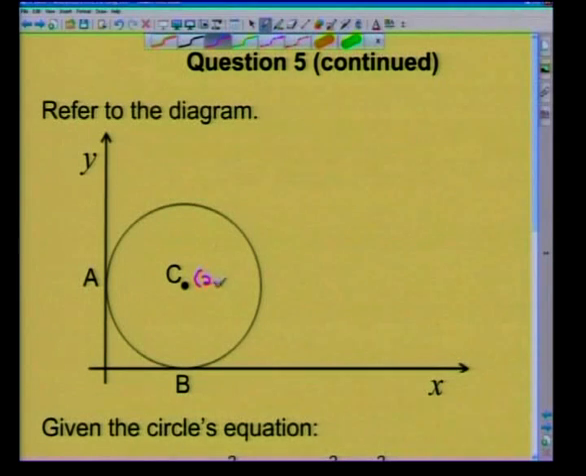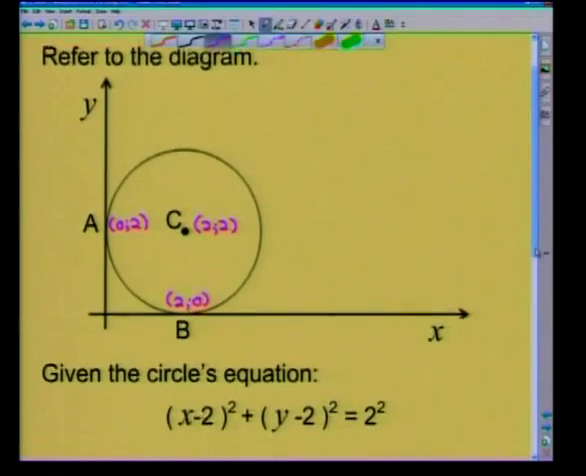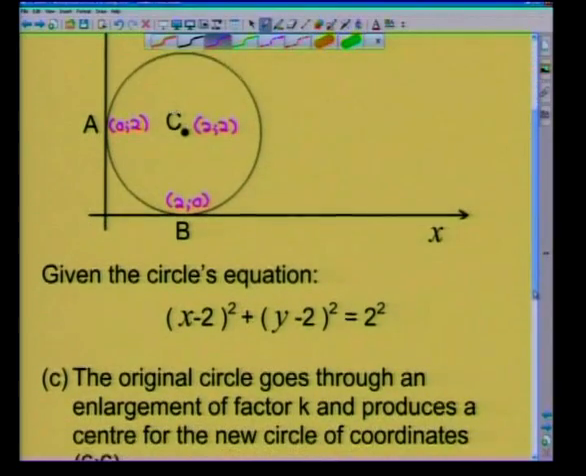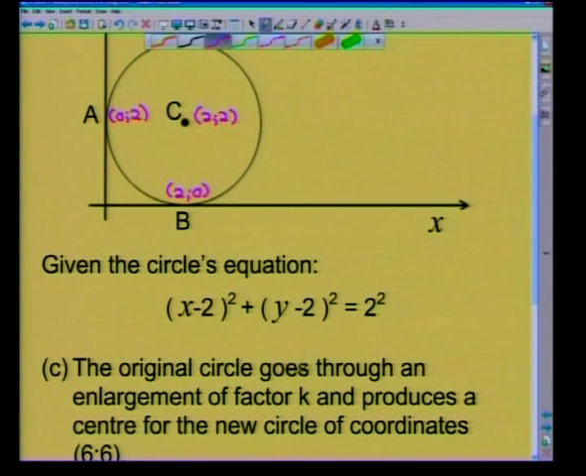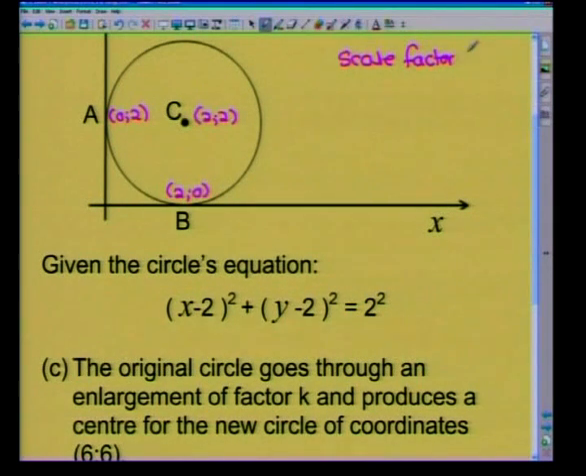Right, now let's turn over. I've actually replicated the question over here, and let's add in the bits we know already. We know that that was 2, 2. We know that this coordinate was 0, 2, and this coordinate was 2, 0. And let's read what the rest of the question is asking. It says, given this circle, the original circle goes through an enlargement of factor k. So in other words, they're leaving the factor unknown. So scale factor k. And they say produces a center for the new circle of coordinate 6, 6.